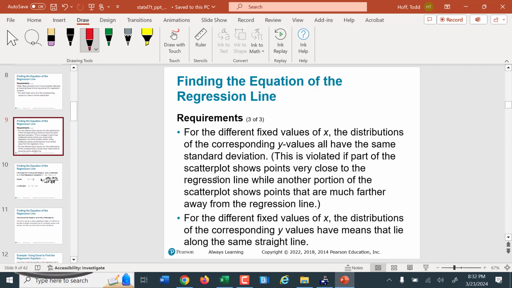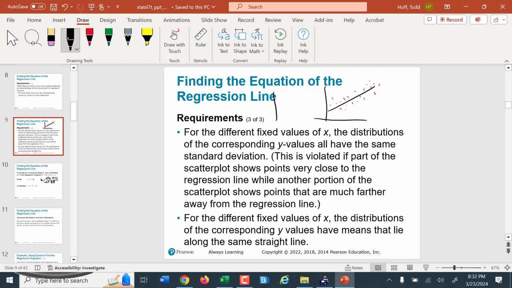So our requirements, again: for the different fixed values of x, the distribution of the corresponding y values all have the same standard deviation. In other words, what that's saying is, if this is our regression line, the points should be equally scattered around that regression line all the way up through the points.